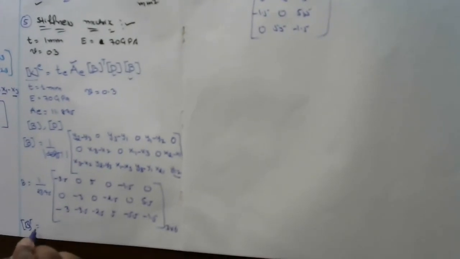So once you know the B matrix, it is very important to calculate the B transpose. How are we going to get this B transpose? You just have to transfer these rows into columns. See here, this is 3 rows and 6 columns. Therefore, once you transpose it, you are going to get a 6 by 3 matrix.